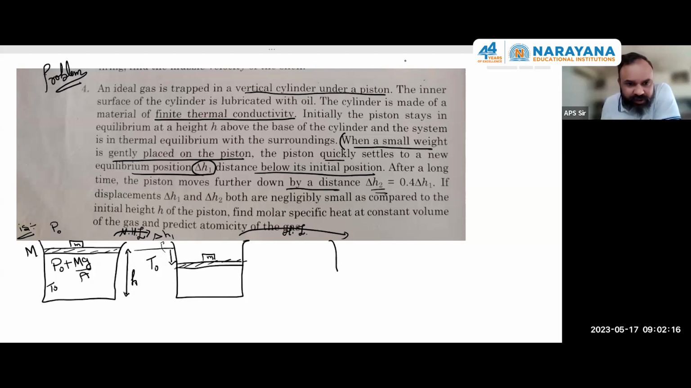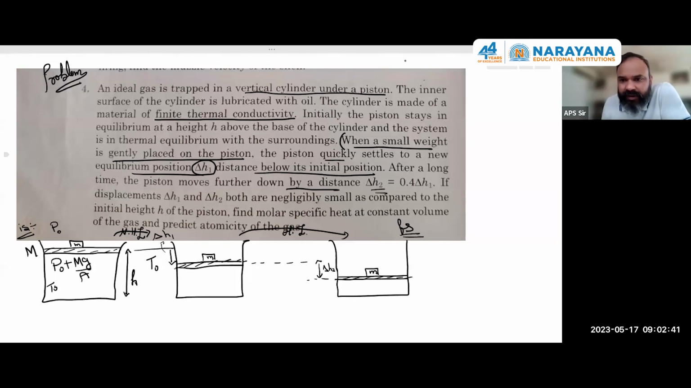So what happens is, if this distance was delta H1, and now in the final state, it is below this position again, somewhere here, with some mass obviously kept, and that distance is delta H2. This is our final state in the problem. This was the absolute initial state, right? Piston and everything is given to you.